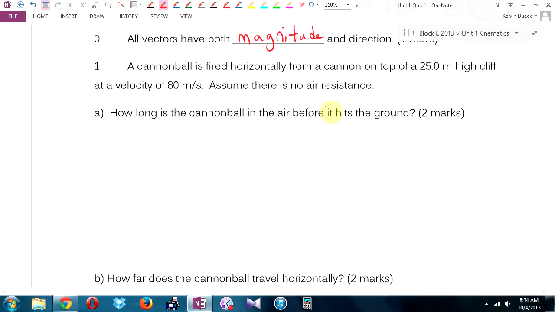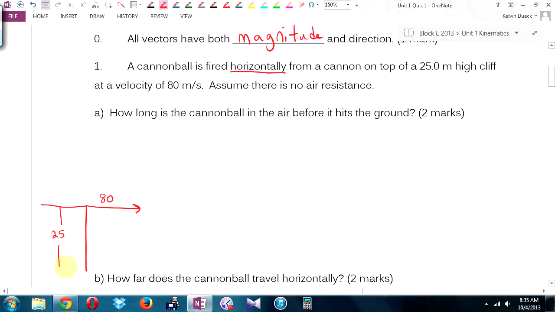Number 1, a cannonball is fired horizontally. I would probably underline the word horizontally because that's going to dictate how I'm going to approach this. You don't have to underline stuff, but in terms of bang for your buck, that's one of the easiest investments of your time for avoiding silly mistakes. From a cannon on top of a 25-meter high cliff, you know what? I need to draw. So here's my picture. It looks like we're launching horizontally at 80 meters per second, and that's 25.